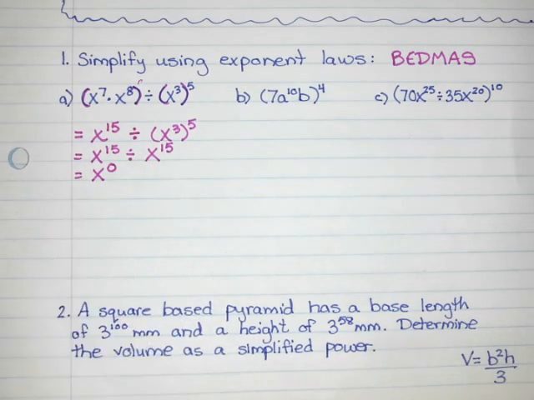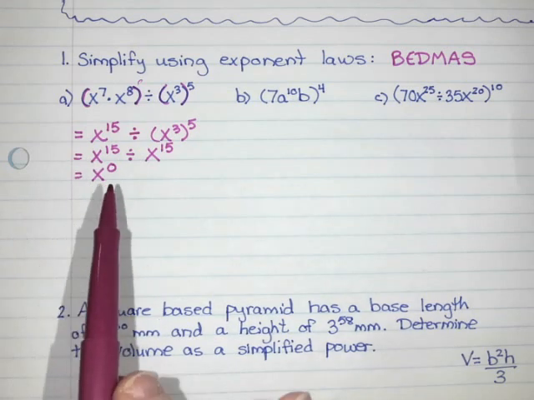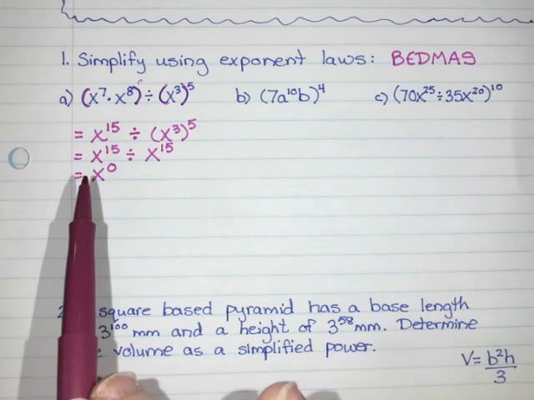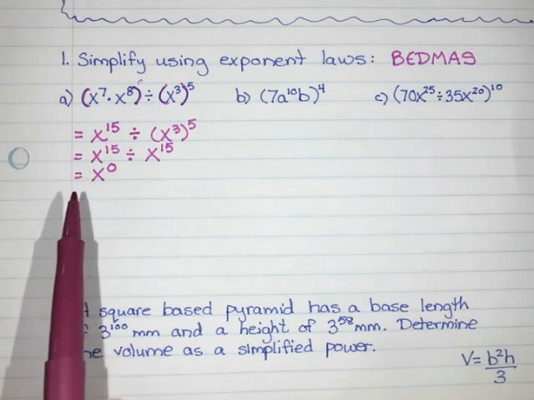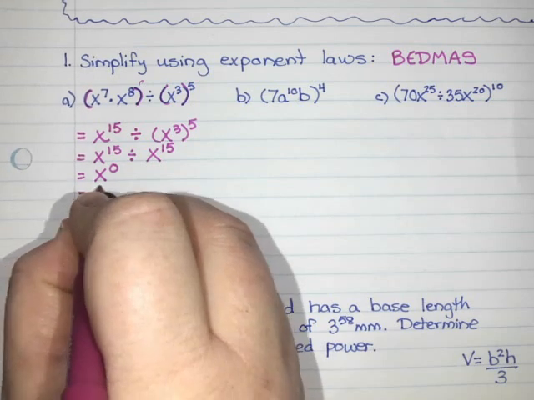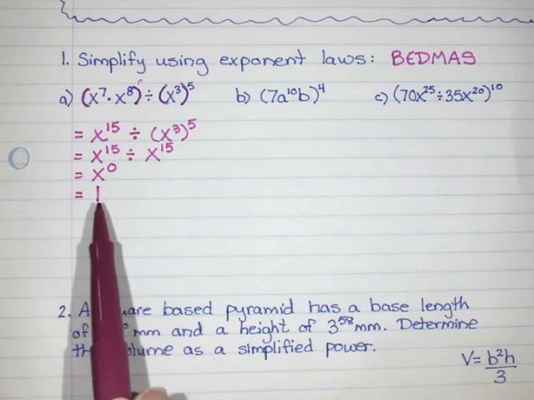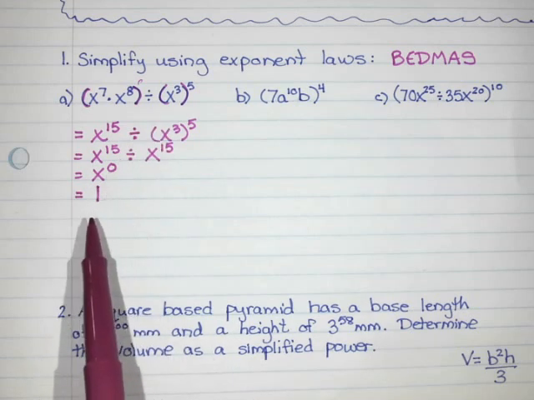Now, normally if I had an answer like x to the power of 3 or x to the power of 5, I would be done. But I do know what to do with the power of 0. Anything to the power of 0 is 1. So this actually equals 1. So this whole big expression really just equals the same thing as 1.